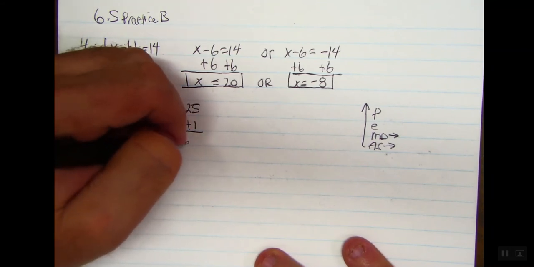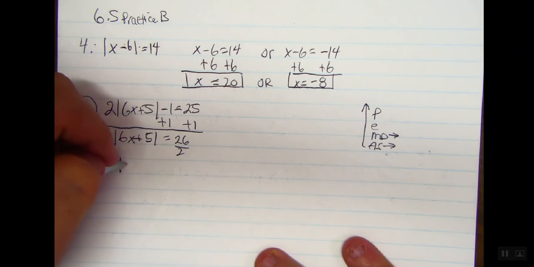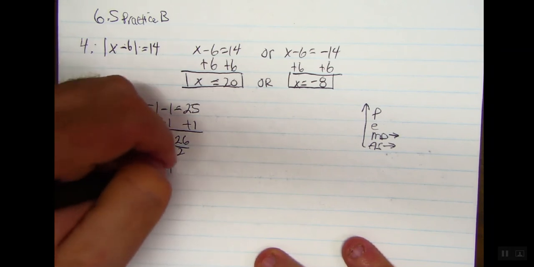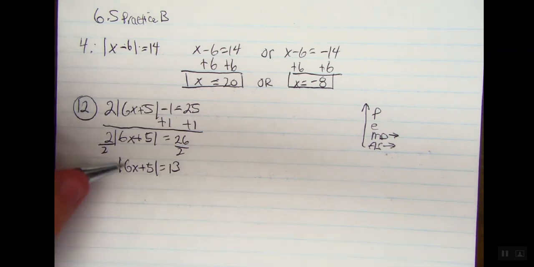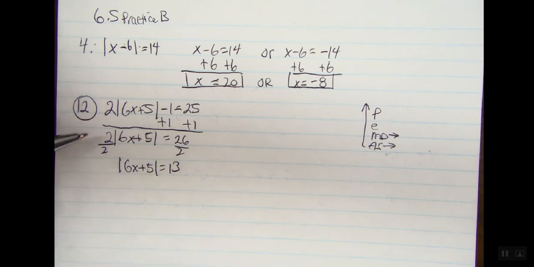And now I'm dividing by 2. Okay, so now I have it down to looking like number one up here, where the absolute value is by itself, and the right side is positive, so I can get my two answers. If there's negative, no answer, no solution.